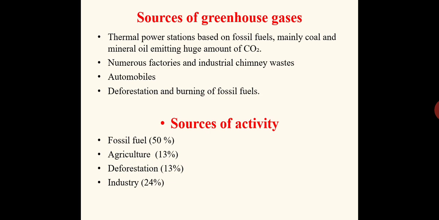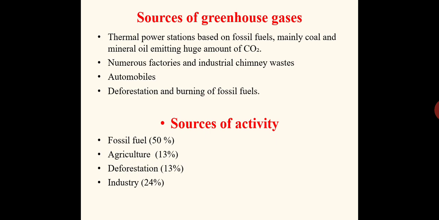So most of the thermal power stations are based on the fossil fuel coal only. On combustion of coal, if you go through the chemical reaction, the carbon dioxide produced is very high. So power stations are the main source of greenhouse gas emission, mainly coal emitting a huge amount of CO2. This is one of the major sources of greenhouse gas production. The next important source producing greenhouse gases is numerous factories and industrial chimney waste. Here also combustion is taking place, and wherever combustion is there, CO2 production is there along with that process. So that is a must.